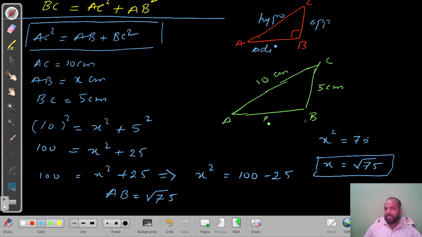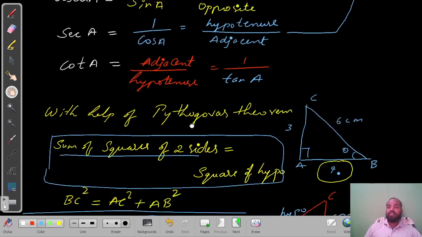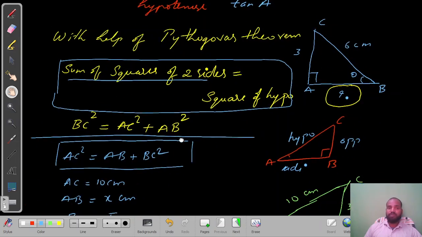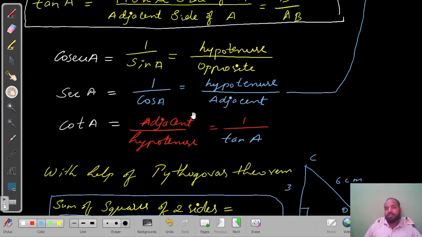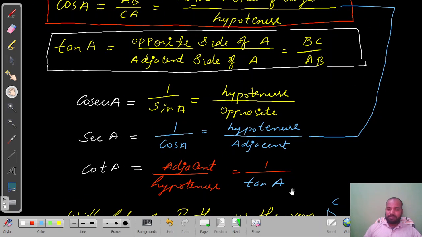So with the help of the Pythagoras theorem, which we use many times in this chapter, we find the unknown side. Why? Because we have to find one unknown side, so we use the Pythagoras theorem. So now let us enter into the exercise.